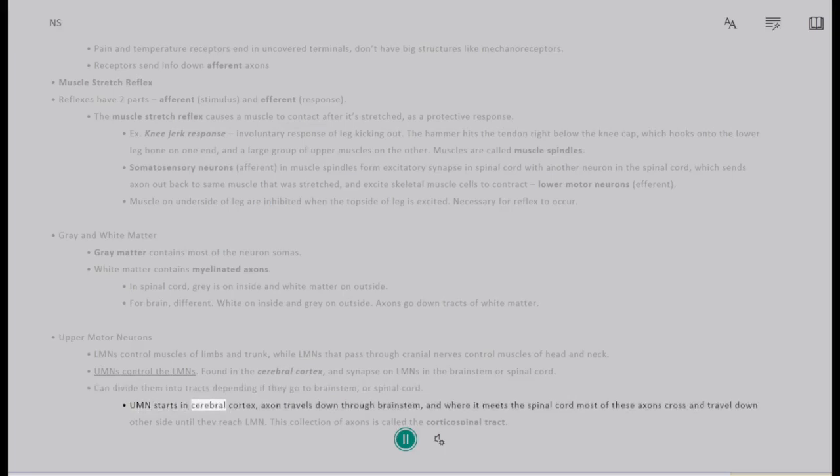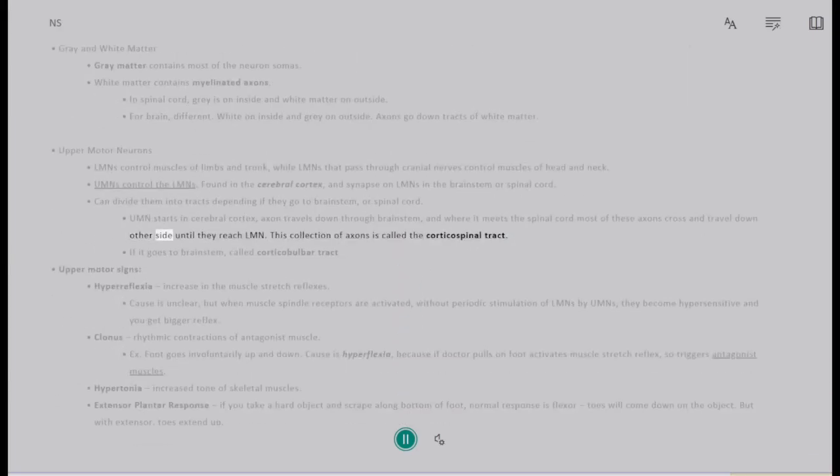A UMN starts in the cerebral cortex, its axon travels down through the brainstem, and where it meets the spinal cord most of these axons cross and travel down the other side until they reach the LMN. This collection of axons is called the corticospinal tract. If it goes to the brainstem, it's called the corticobulbar tract.